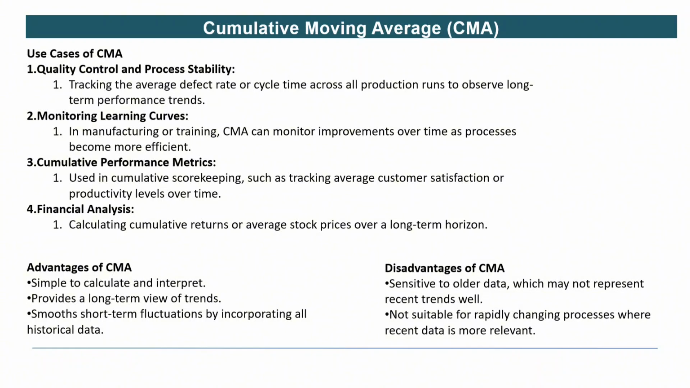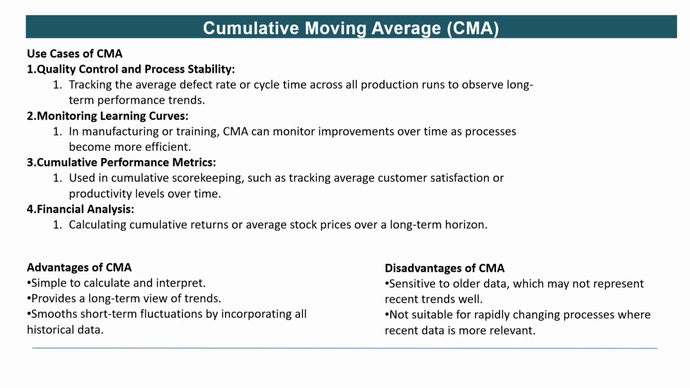It also smoothens the short-term fluctuation and gives you an idea of the long-term trend in the data, considering the historical data. However, there are some disadvantages of using cumulative moving averages. It is more sensitive to older data. So it considers older data also in your modeling. Very old data also has a role to play in your modeling, which sometimes may not be correct when you are dealing with more recent trends having higher weightage. That is where we need to move from cumulative moving average to exponential moving average.